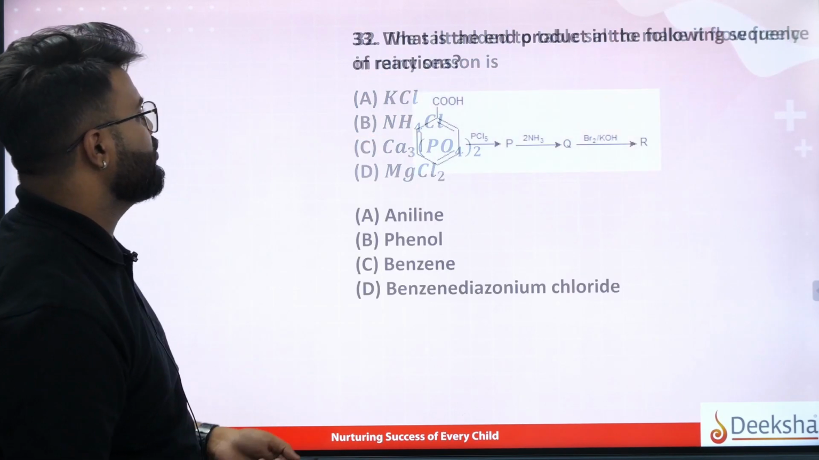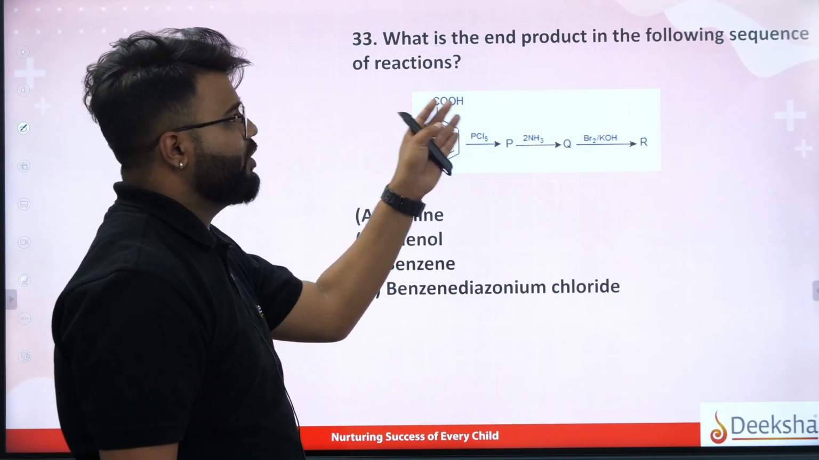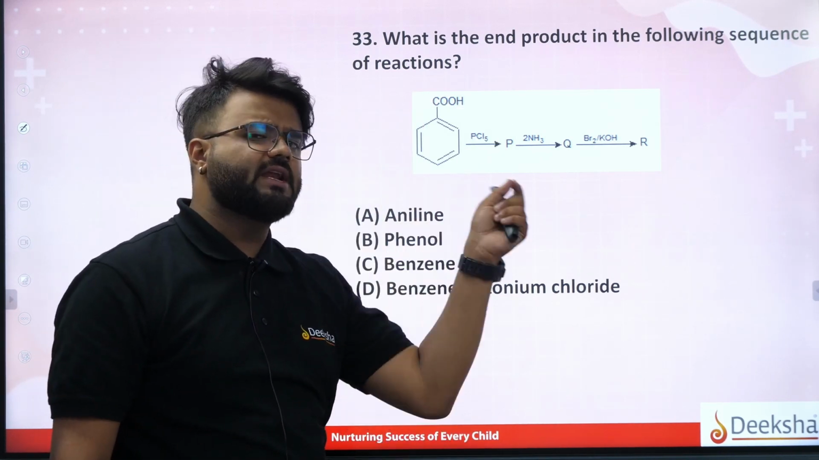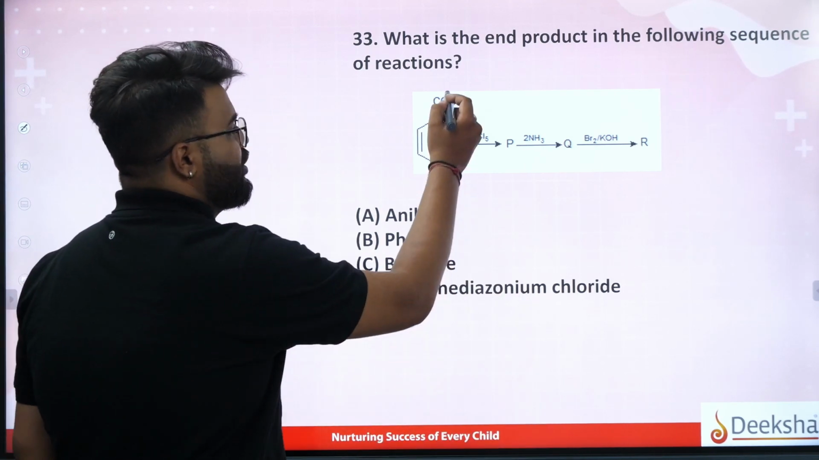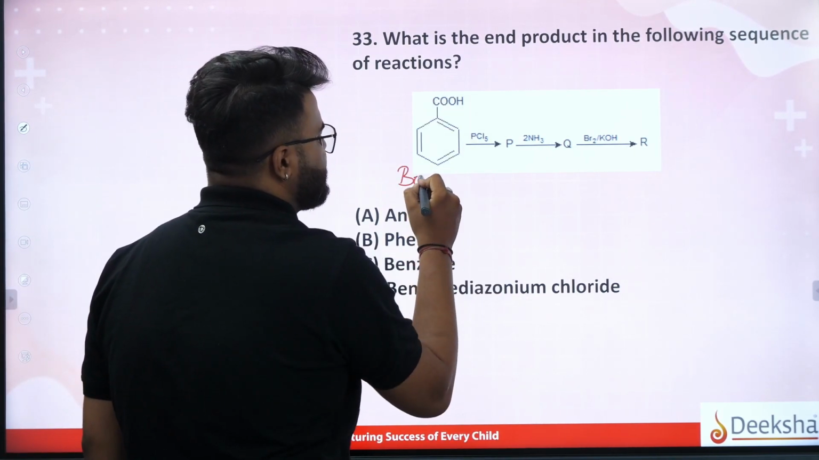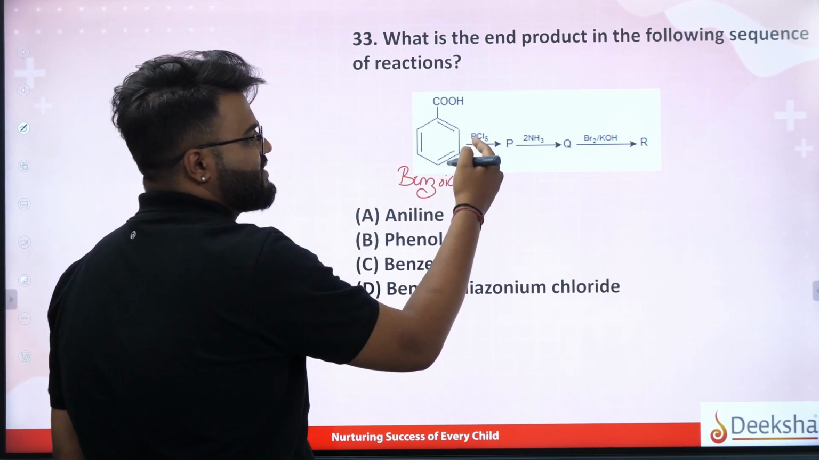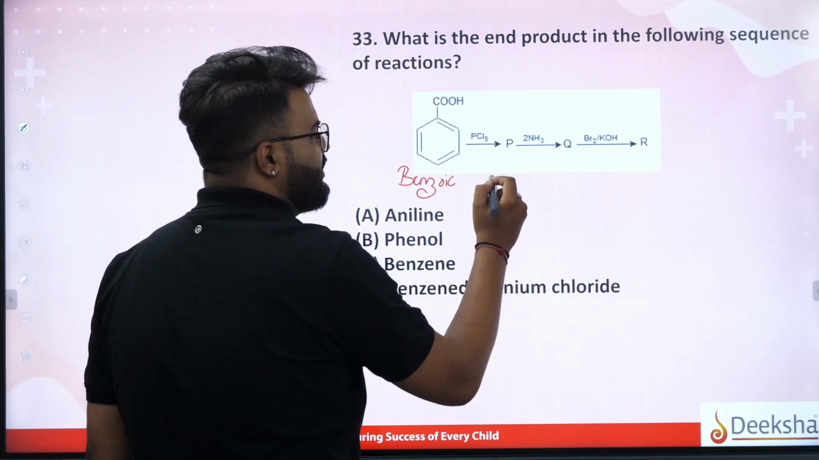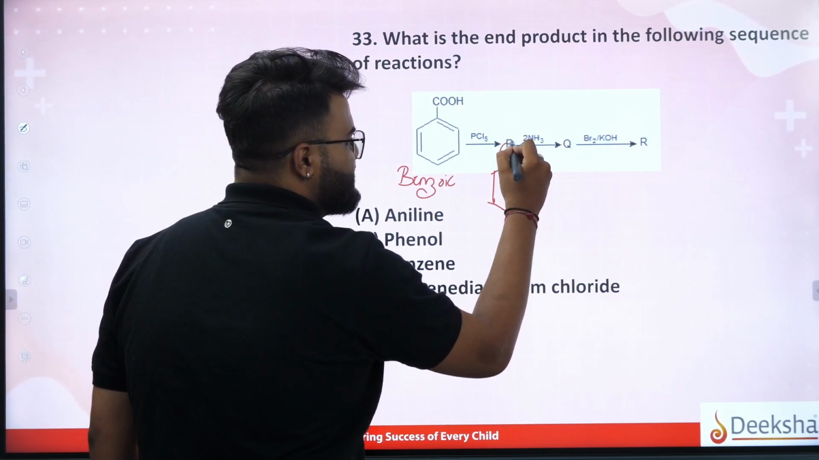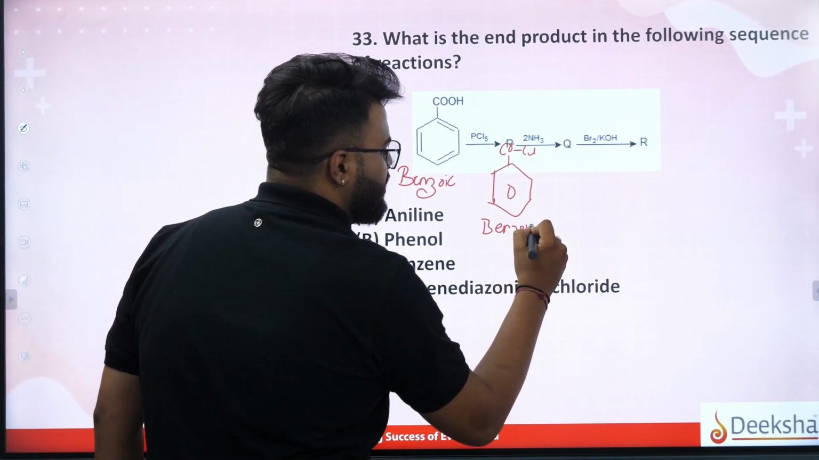Coming back to question number 33, it is a very easy question. What is the end product of the following sequence of reactions? We know that this is benzoic acid, benzene with a carboxylic acid group. When benzoic acid reacts with PCl5, it forms benzoyl chloride.